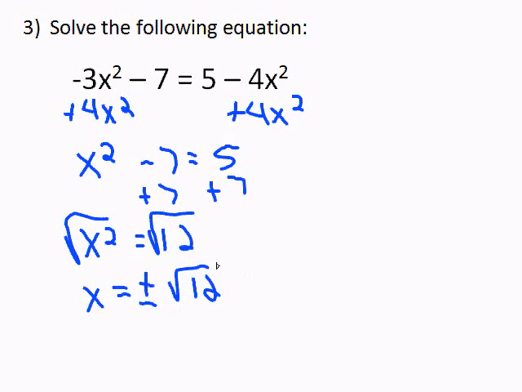Now we cannot take the square root of 12 or simplify it yet. That will happen in a future class. So if you end up with a question like this, this is actually your final answer. X is equal to plus or minus the square root of 12. You leave it just like that. The square root stays like it is since we cannot take the square root of 12 yet.